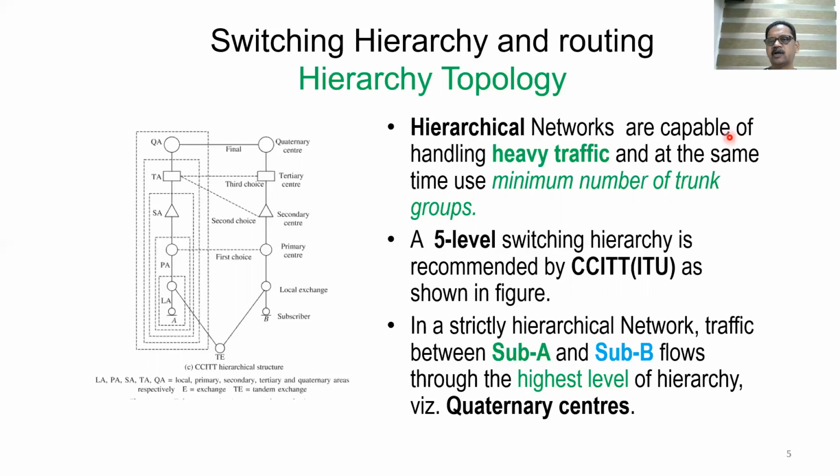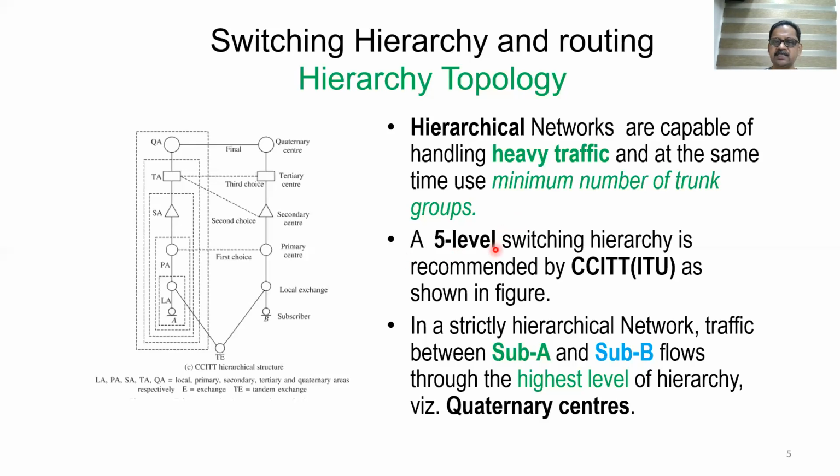Hierarchical networks are capable of handling heavy traffic and at the same time use the minimum number of trunk groups. The main advantage of the hierarchical type of networking is that they are ideal not only for heavy traffic, but they also require a minimum number of trunks. They don't require the number of trunk groups as required in the mesh. So that is one main advantage. It can handle heavy traffic and the trunk groups required are also reasonably minimal.